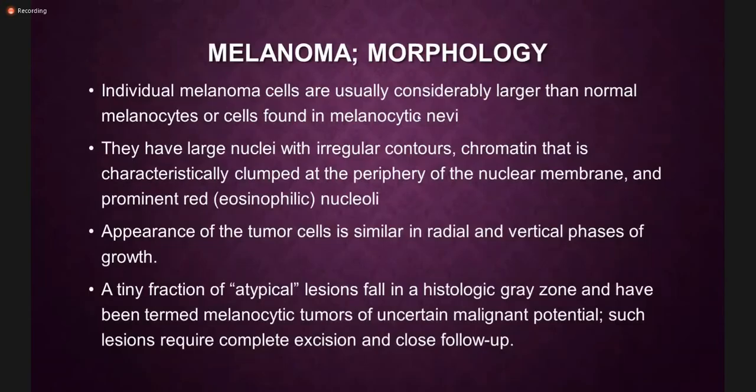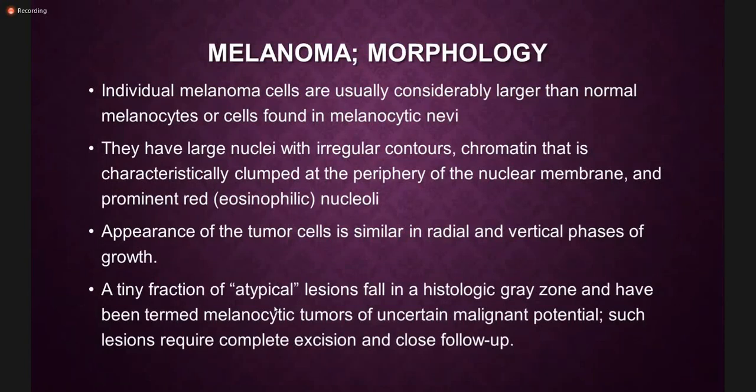So the individual melanoma cells are usually larger than normal melanocytes and the cells found in the melanocytic nevi. They have large nuclei with irregular contours. Chromatin is clumped at the periphery of the nuclear membranes. They have prominent nucleoli. So the appearance of tumor cells is similar in radial and vertical growth phases.